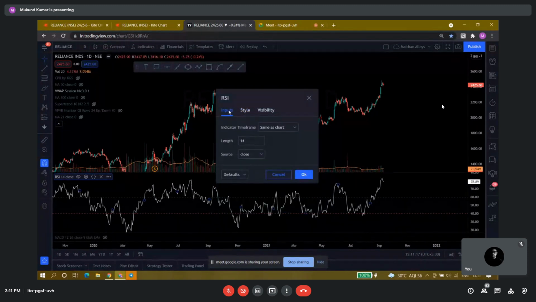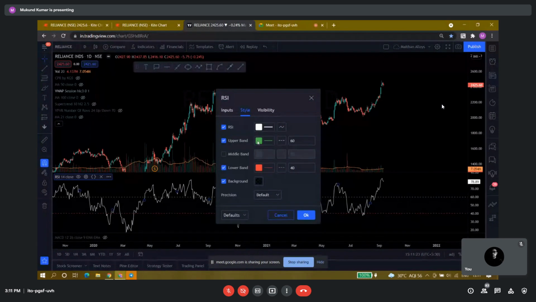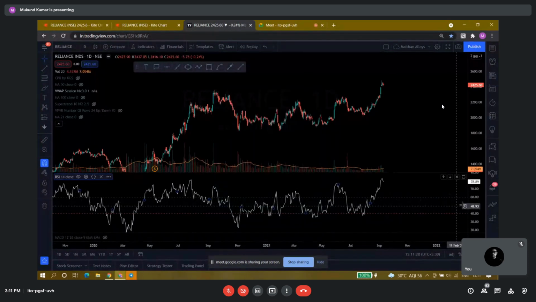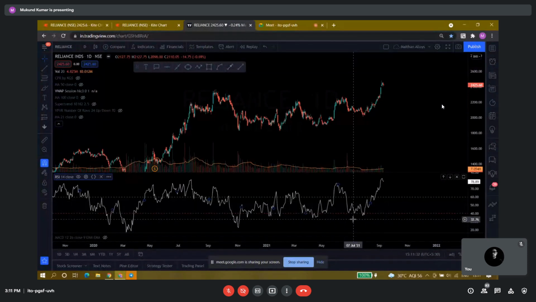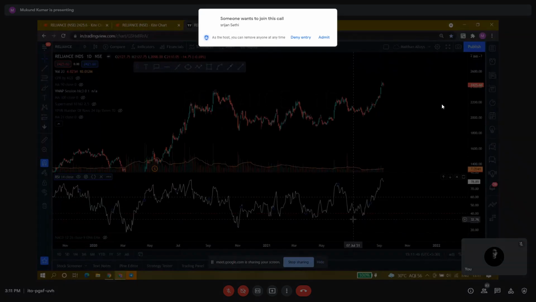Am I right? And this input, the length, would be 14 days. Okay, 14, and the upper band will be 60 and the lower band will be 40. So now what does this 60 and 40 indicate? Now let's understand the new thought that I'm going to explain to you. The new thought behind this is that this RSI indicator, you can think of it as an overbought and oversold position indicator.